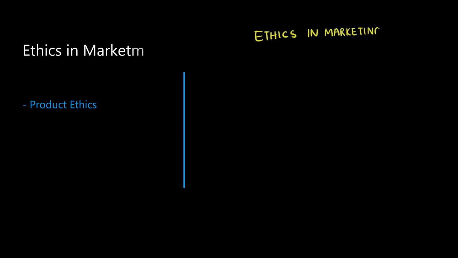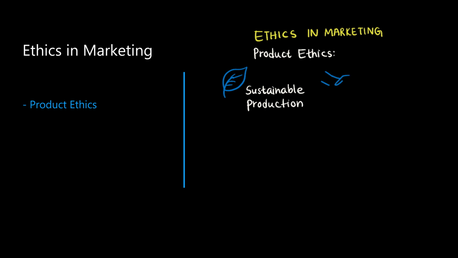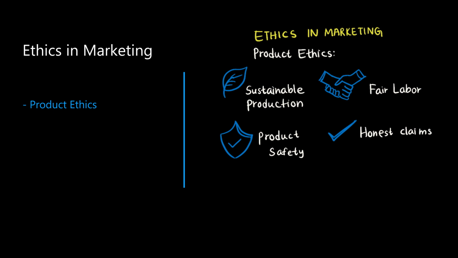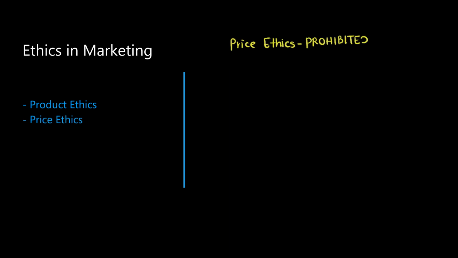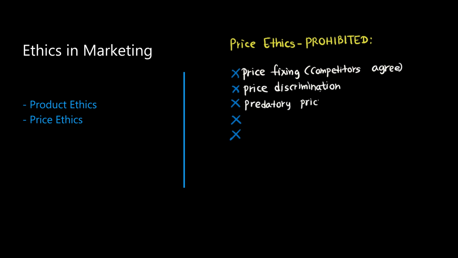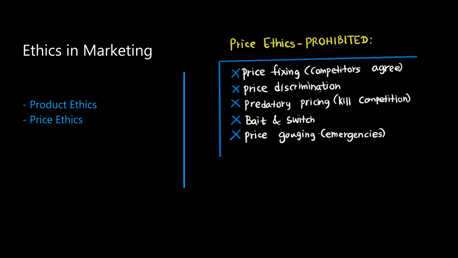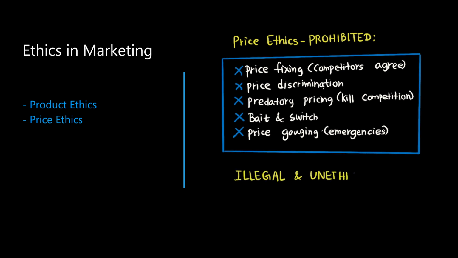Ethical considerations in marketing span all 4 Ps and research activities. For products, ethics involves sustainable production, fair labour practices, product safety, and honest quality claims. Price ethics prohibits price fixing among competitors, price discrimination against certain customers, predatory pricing to eliminate competition, bait and switch tactics, and price gouging during emergencies.